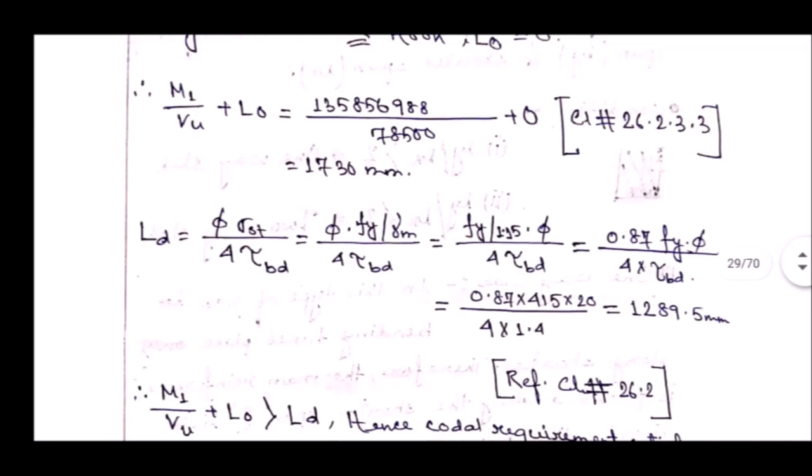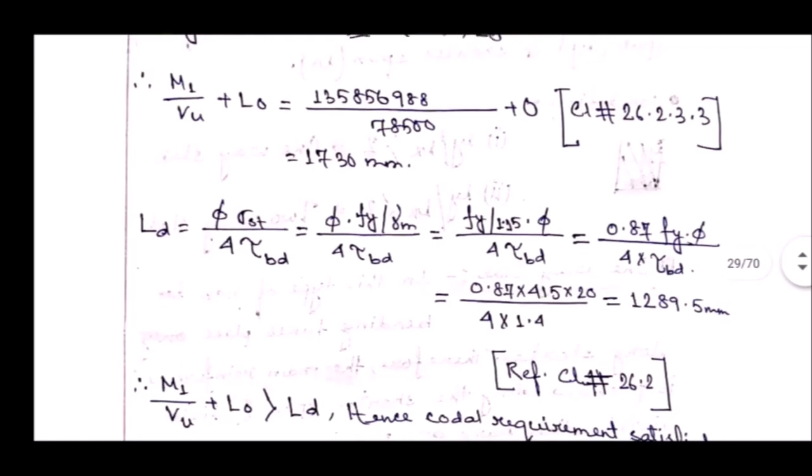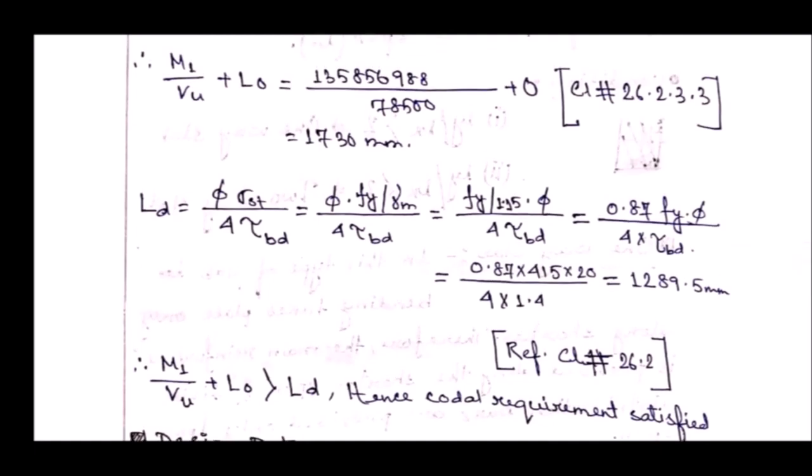So now the equation we have seen in IS code, M1 by V plus L0, if we put the values, that is equal to 1730 mm, right? Now let's check the value of Ld, that is equal to, as per formula, phi into sigma s by 4 tau bd, that is equal to phi Fy by gamma m for limit state method by 4 tau bd. If we put the values in this equation, as we know the value of tau bd from clause 26.2 that we have already seen in IS code, ultimately the value of Ld after total calculation is 1289.5 mm. So it is clear that M1 by Vu plus L0 is greater than Ld, hence the codal requirement is satisfied. That means it is also safe and okay in the development length check.